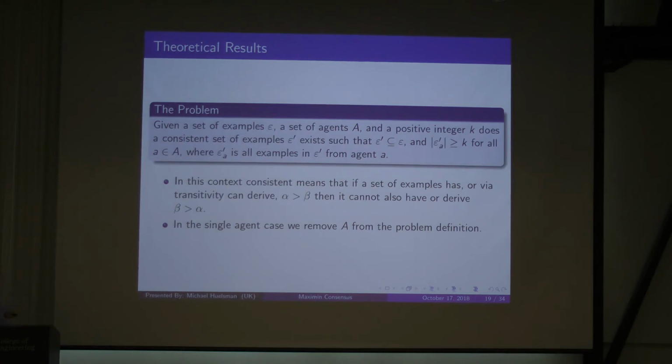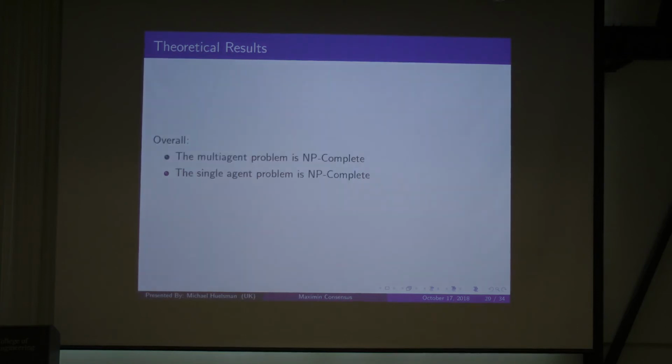That's the formal definition. In the single agent case, we just remove A because we only have one agent, and we just say that epsilon prime is a subset of epsilon, and it has to be greater. So I guess an unfortunate result from this is that both the multi-agent and the single-agent problem can be shown to be NP-complete. So they're computationally hard. We can't just attack this with an algorithm that will run efficiently and be done.